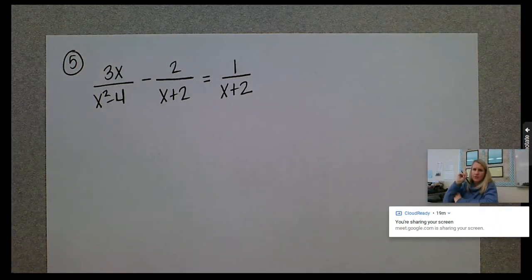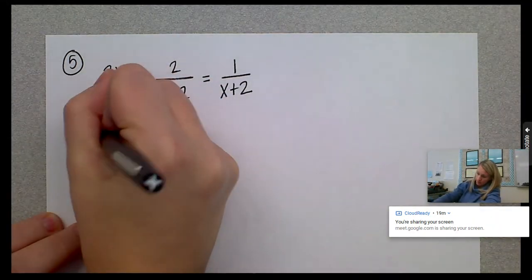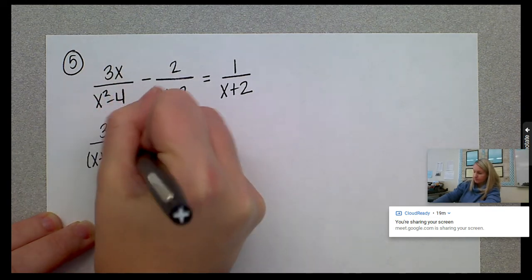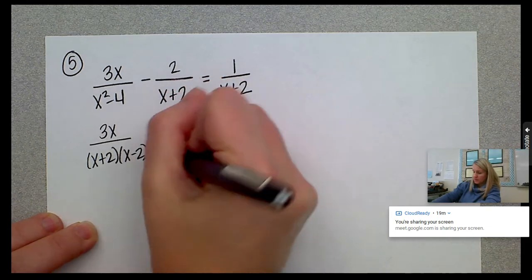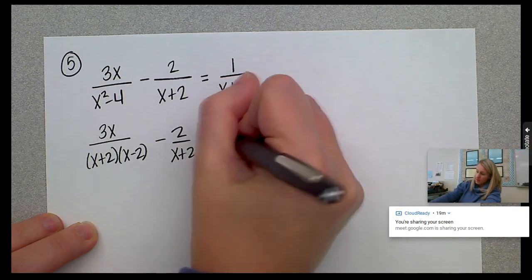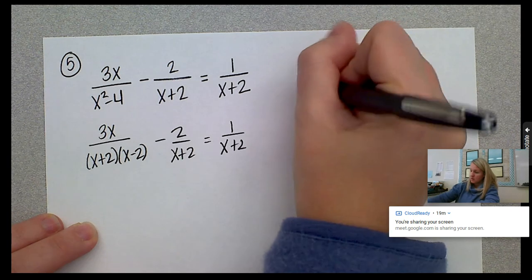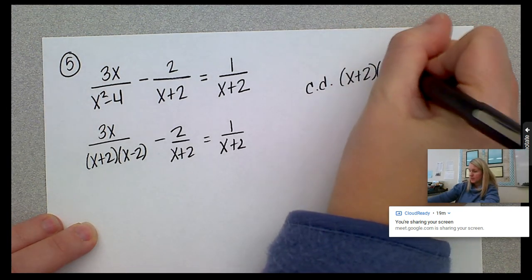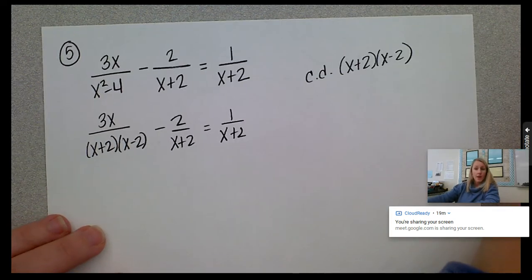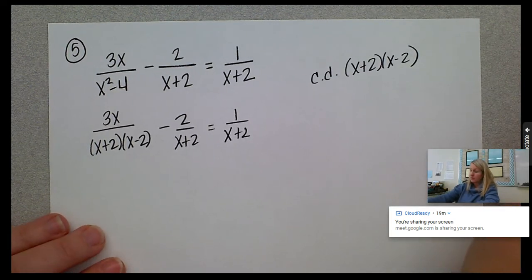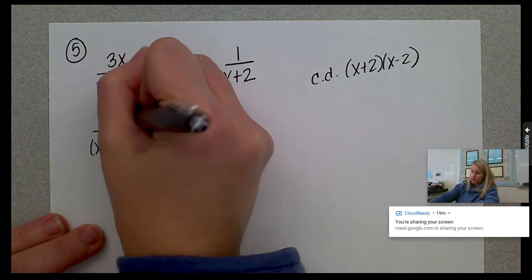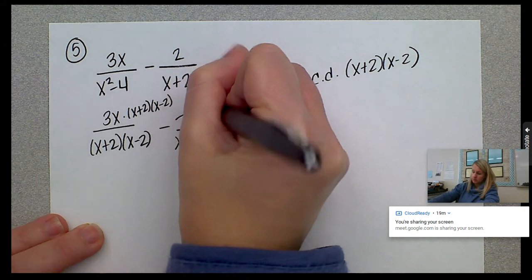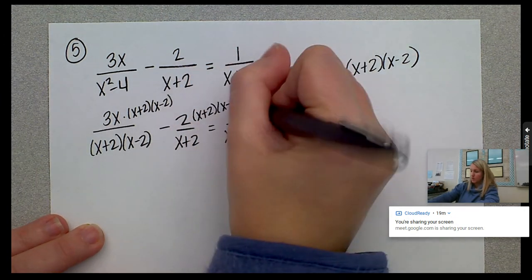So we are going to factor the denominator first. All right, this is a difference of 2 squares. And then the other ones stay the same. The common denominator would be x plus 2, x minus 2, and then everything's represented. You're good. So everything's going to get multiplied by that. So I'm going to multiply this by x plus 2, x minus 2, and so on, and so forth.